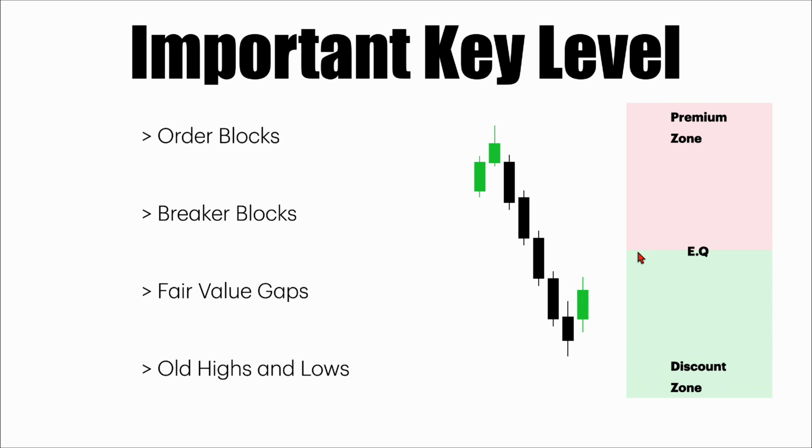The dealing range can be divided into zones. Everything above the 50% midpoint is considered the premium zone, while everything below it is the discount zone. This midpoint itself is called the equilibrium. When looking for key levels, focus on finding them within these zones. In the premium zone, look for sell opportunities, as price is considered overvalued here. In the discount zone, look for buy opportunities, as price is considered undervalued.